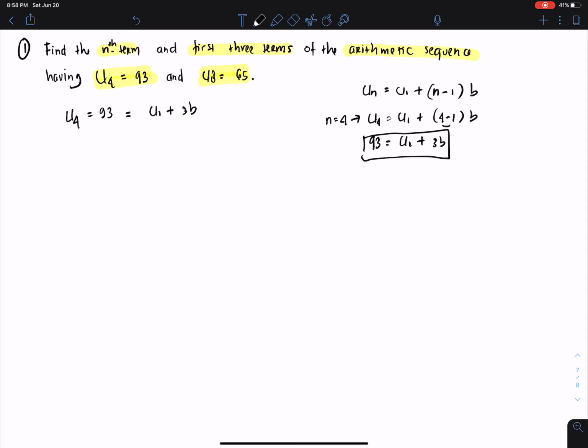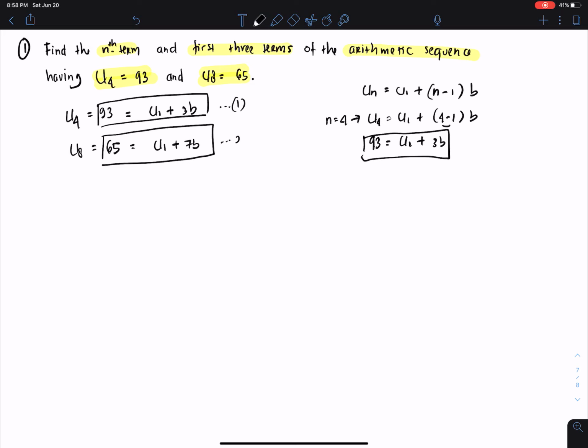And then we have U8 also given in the question as 65. So from here we get U1 plus 7b. Alright, so there are two equations, this one and the other one over here. We can do either the elimination method or the substitution method. If this is equation 1 and this is equation 2, from 1 I just do substitution.